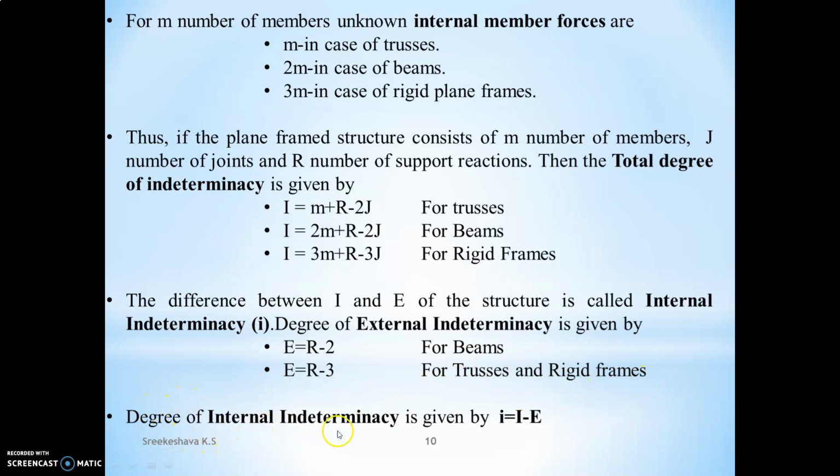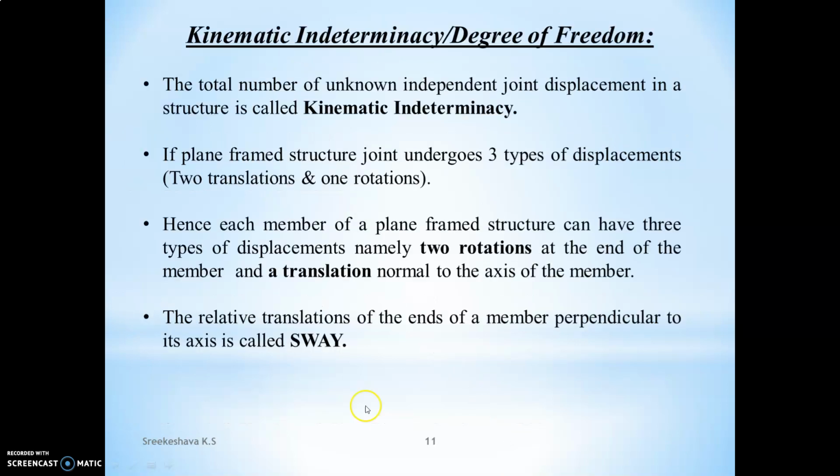Next, the degree of internal indeterminacy, small i, is given and can be computed using this equation: total indeterminacy minus external indeterminacy, because we know the equations for internal indeterminacy and external indeterminacy. When we come to the problems, we can easily understand how these equations are helpful for the computation of indeterminacy. Okay, next, kinematic indeterminacy or degree of freedom.